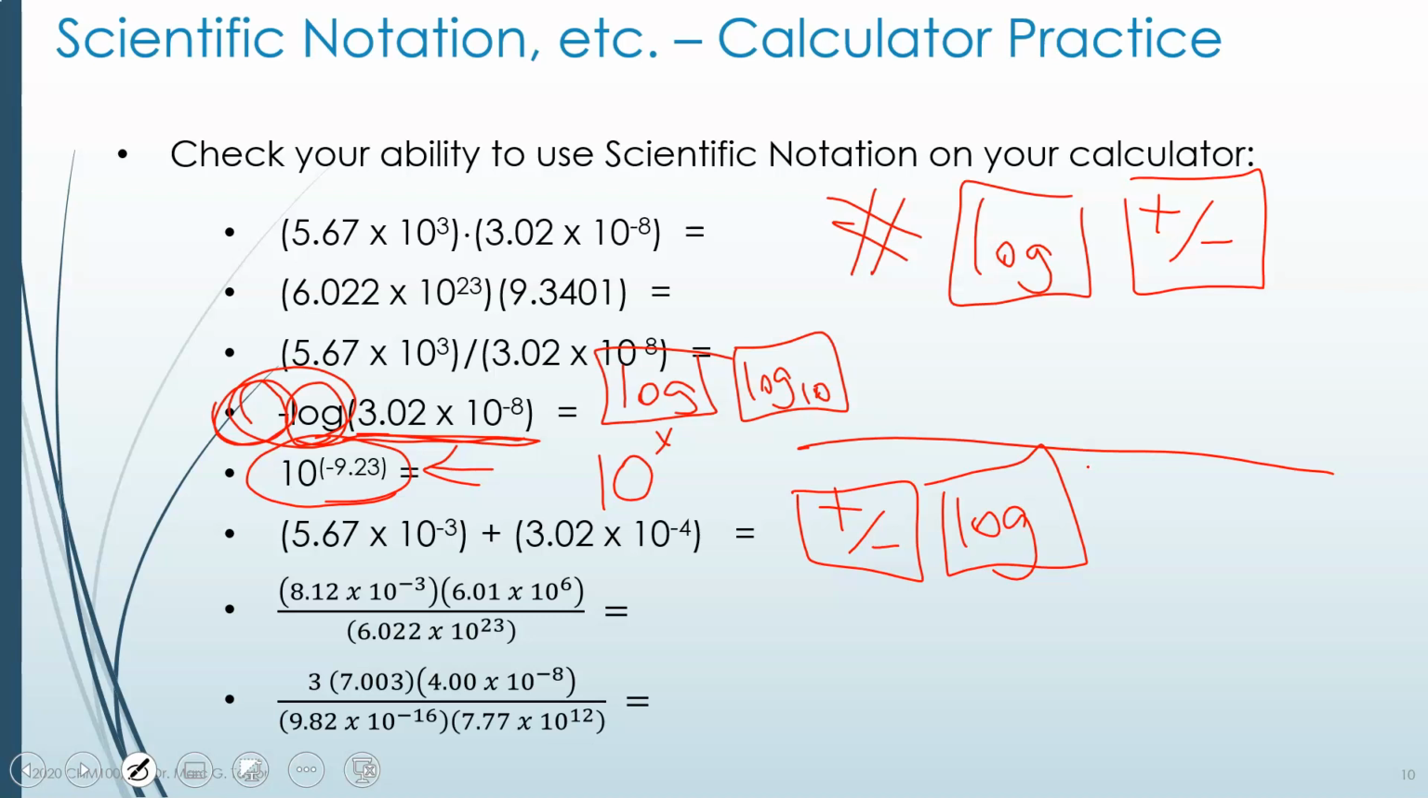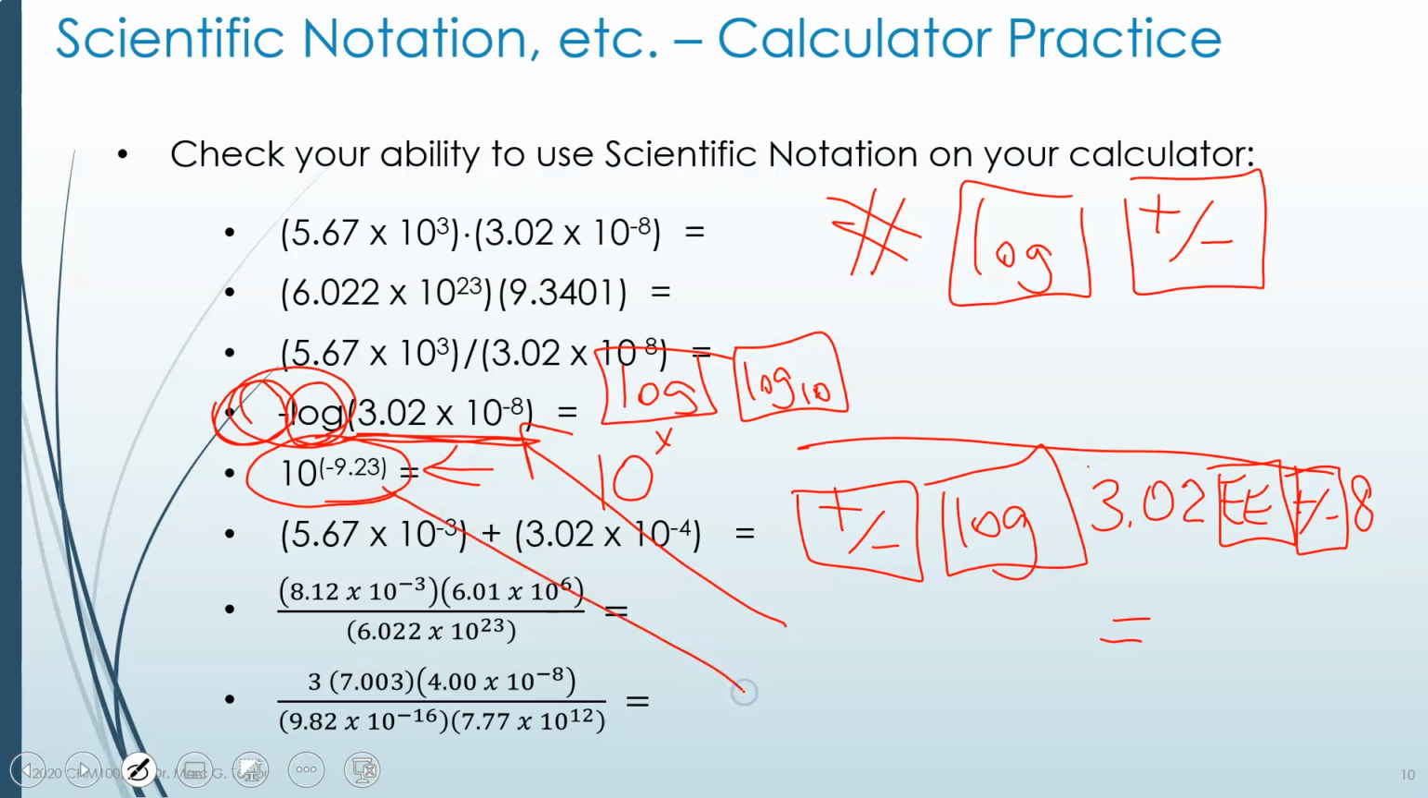So in this case, we would put in 3.02. We would hit the EE button. We would hit the change sign button again to change it to a negative, and then we type in 8. And then you hit equals, and you would get the value for that equation there.